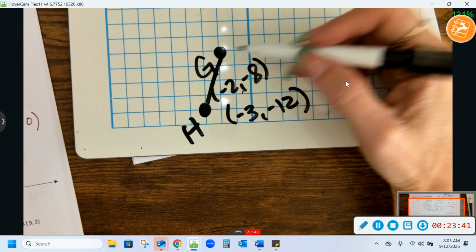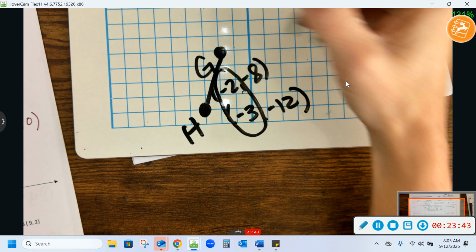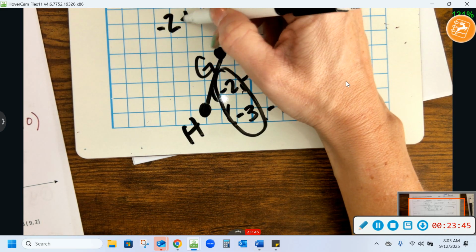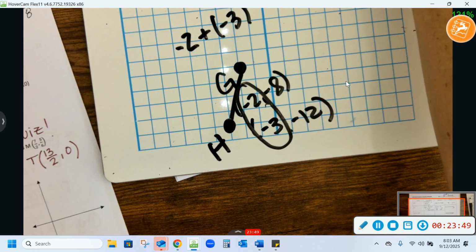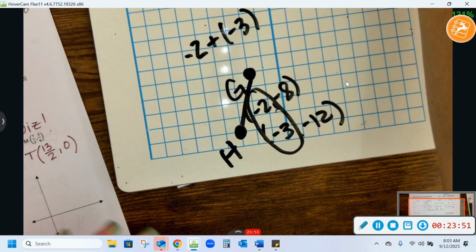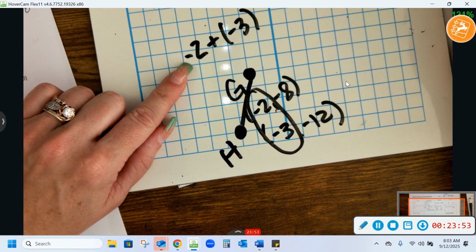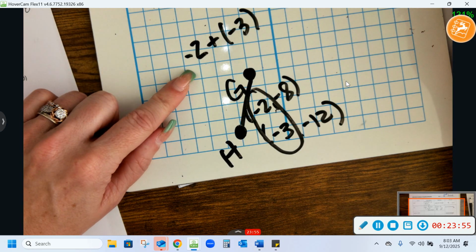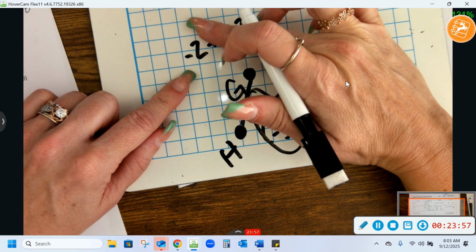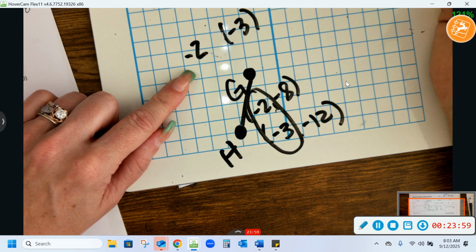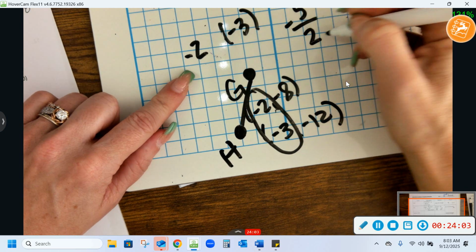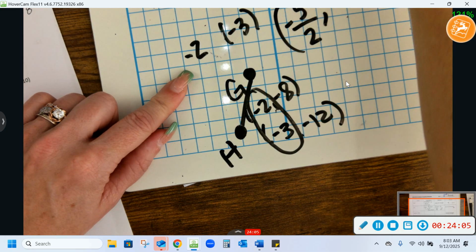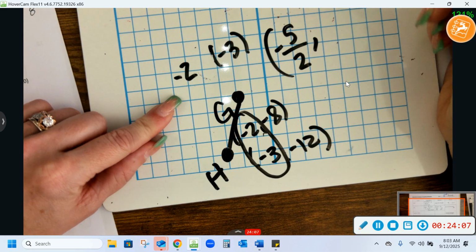So let's see. What happens if I say -2 plus -3? What does that mean? The total number of negatives there is -5, or I can say -2 minus 3, because this doesn't change anything, right? So -5 halves. That's my x value. Leave it as that.